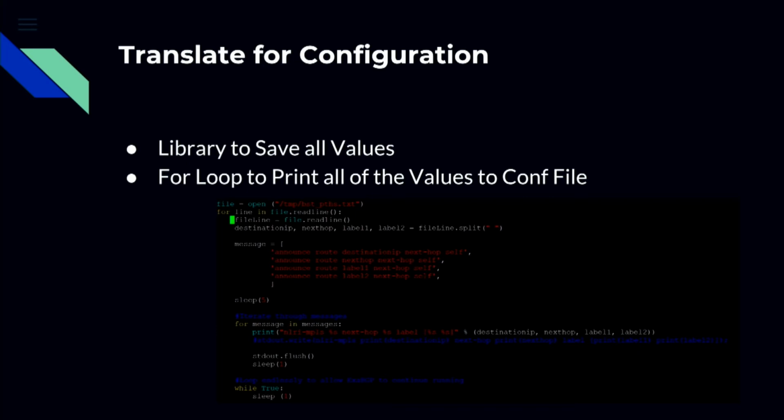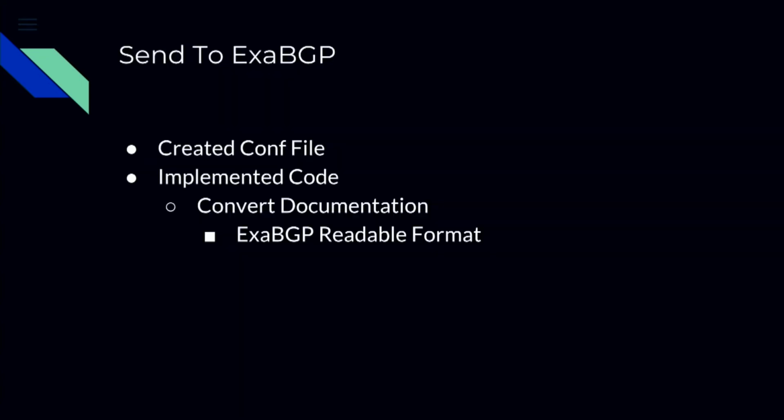So we took it through, we broke it up into variables, and then we saved them into a library. And we then looped it through so that it would print out all the information so that we could then cycle it through the configuration file. So we created it, we input the configuration file, we implemented the code, we converted the documentation, and then we sent it off to the ExaBGP readable format.